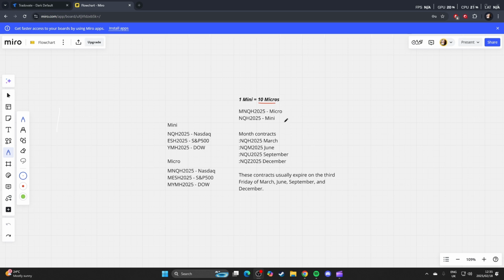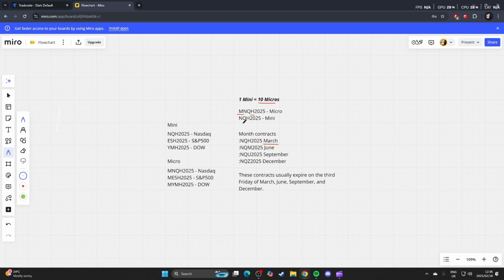The key difference between these two is that for a micro, in any circumstance, whether it be ES, Dow, or Nasdaq, micros will always have an M before the rest of the symbol. So it'll be MNQH 2025. Now the H will also always change. In this case, it's H because we're using the March contract. We'll get to that in a second. So that's your micro symbol.